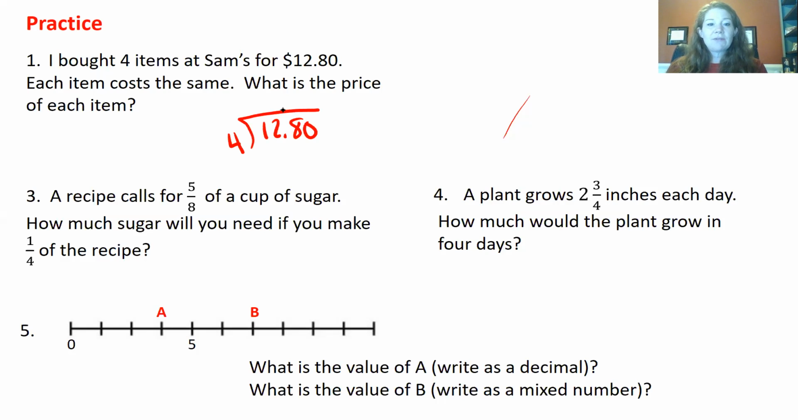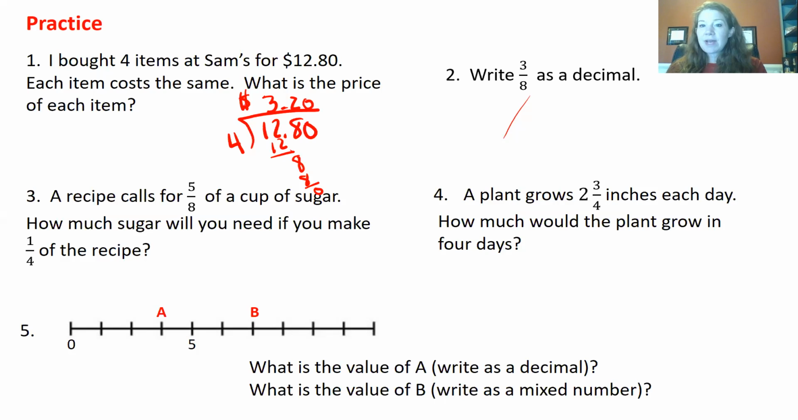So 4 goes into 12 3 times with a remainder of 0. So then we bring down our 8, bring our decimal straight up. 4 goes into 8 twice. It goes evenly with nothing left over, and then finally we have to place a digit here just for a placeholder. So the answer is that each item is $3.20.